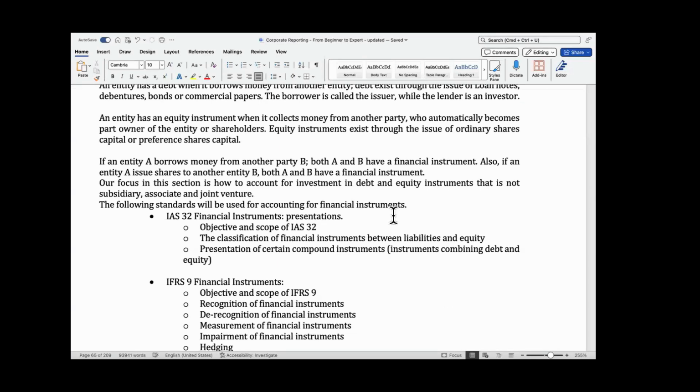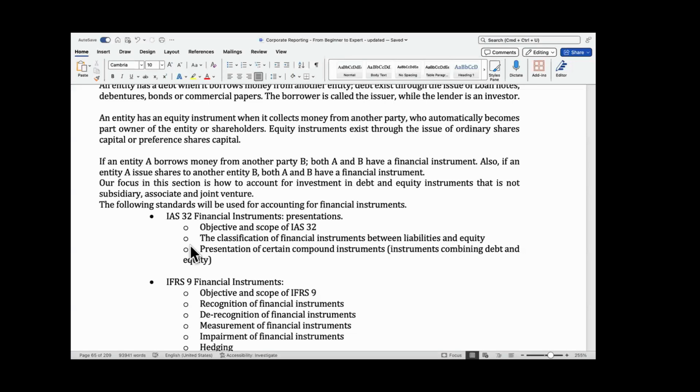IAS 32 will take care of definitions, classifications of instruments into liability and equity, and also compound financial instruments, while IFRS 9 will deal with the core accounting around recognition and measurement, as well as impairment, which we're going to look at today.